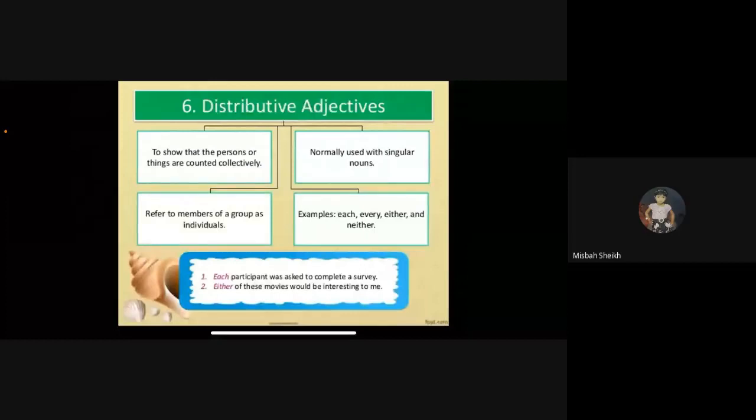Distributive adjectives show that the persons or things are counted collectively, normally used with singular nouns, and refer to members of a group as individuals. Example: each, every, either, and neither. Each participant was asked to complete a survey. Either of these movies would be interesting to me. So distributive, you have to remember these words: each, either, neither.